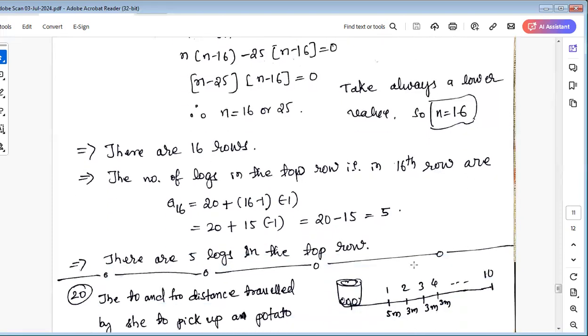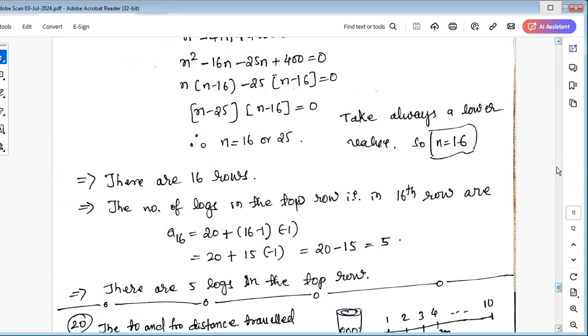Then we have to determine how many logs are there in the top row, that is the 16th row. So that is determined here like this. a16 is equal to a plus n minus 1 into d, that is 20 plus 16 minus 1 into minus 1. So this is equal to 20 plus 15 into minus 1. So this is equal to 20 minus 15 is equal to 5. That means there are 5 logs in the top row. So the problem is solved.